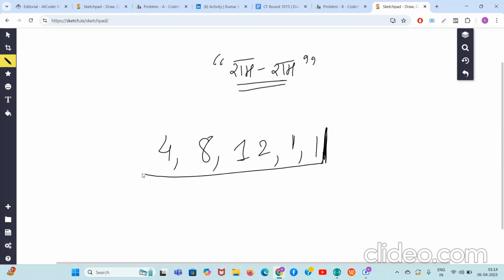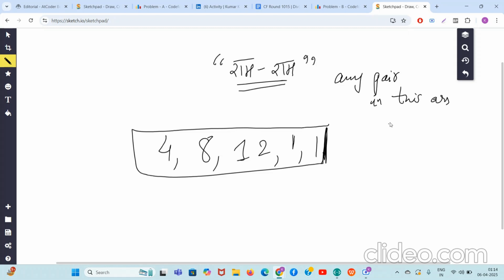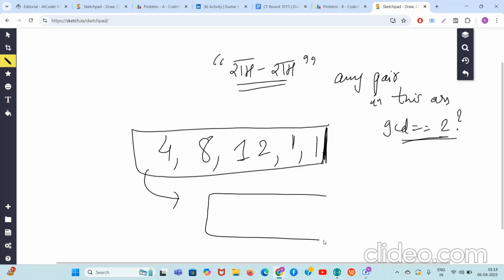And the question is, is there any pair in this array whose GCD is equal to 2? So first, what you will do is extract all the numbers which are divisible by 2. So 4 is divisible by 2, yes. Is 8 divisible by 2, yes. So you just extract all the numbers which are divisible by 2. Then 12 divisible by 2, yes.